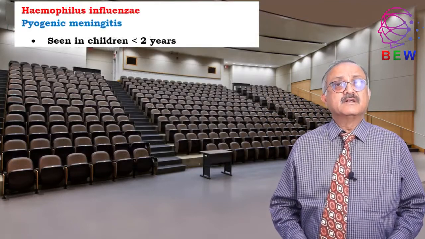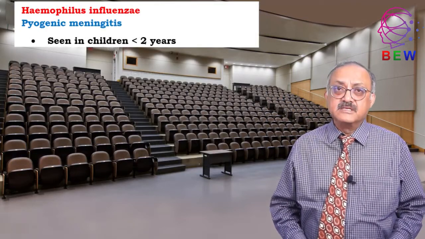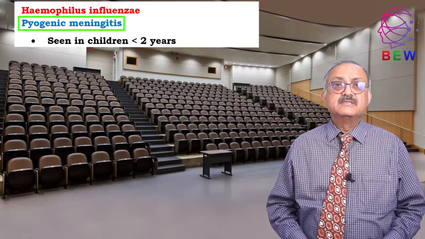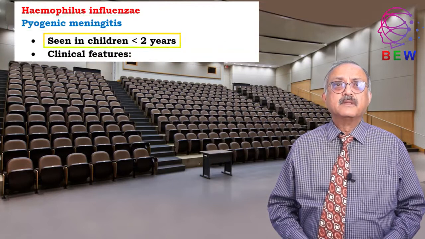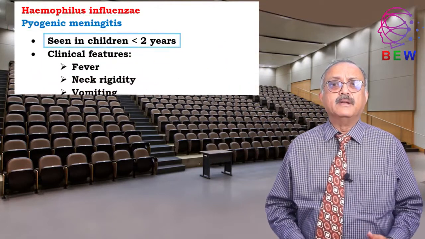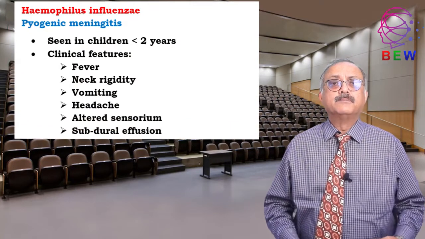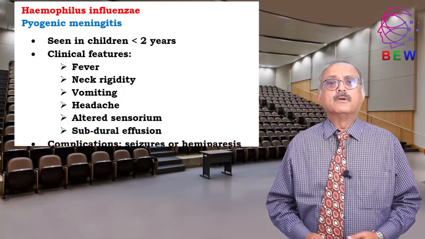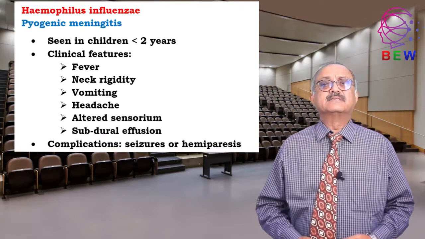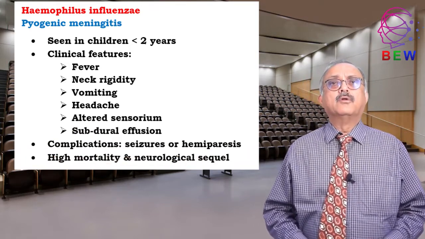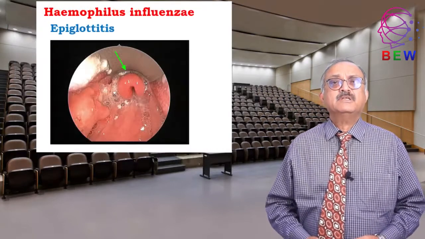It affects the central nervous system where it is one of the most dangerous pathogens, causing pyogenic meningitis. It is seen in children less than 2 years. There is fever, neck rigidity, vomiting, headache and altered sensorium. It causes subdural effusion. It's a common complication following meningitis, seizures or hemiparesis. Mortality rate is high and neurological sequelae occur.